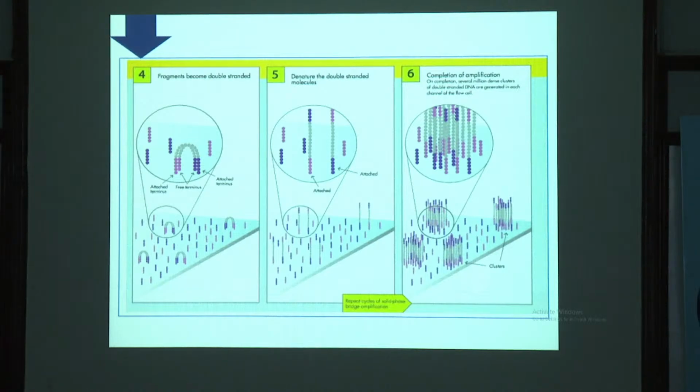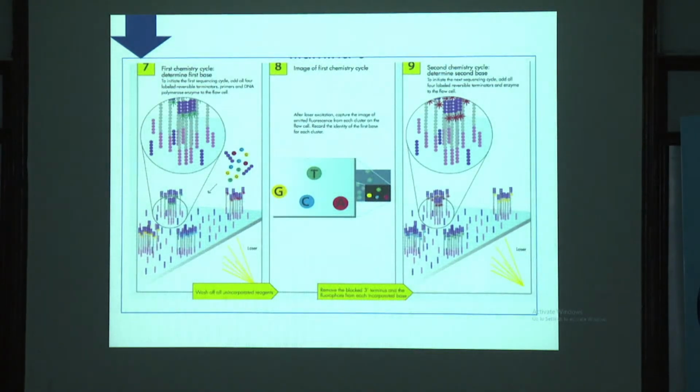So this is the characteristic of Illumina technology. And after some time, this double-stranded DNA gets denatured, and then the process is repeated. That's how we get millions of copies of the particular DNA. And this is based on sequencing by synthesis. So the principle is sequencing by synthesis.